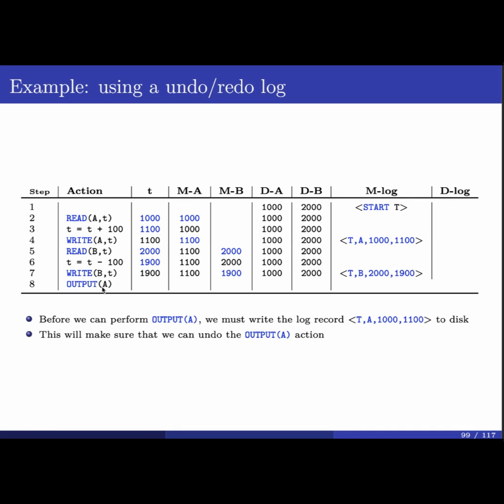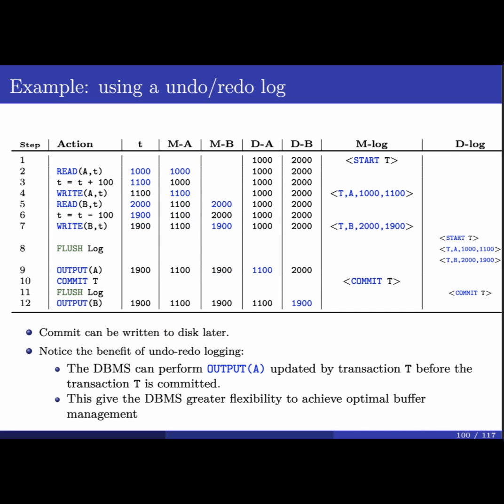Okay, when you try to perform output A, you cannot do this until you make sure that all the entries are reflected, or stored, to the disk here. So that's what we did here. When you try to perform the output A, you have to flush whatever you have in the main memory log entry into the disk. How do you perform this? You do this using the flush log. Okay, then after that, now it's fine.